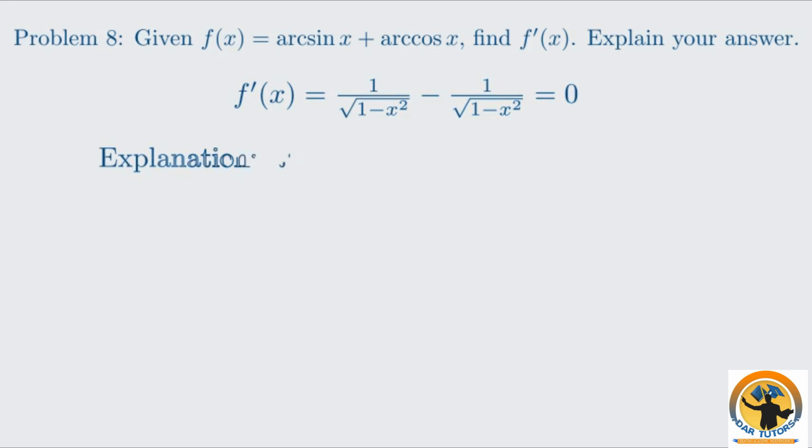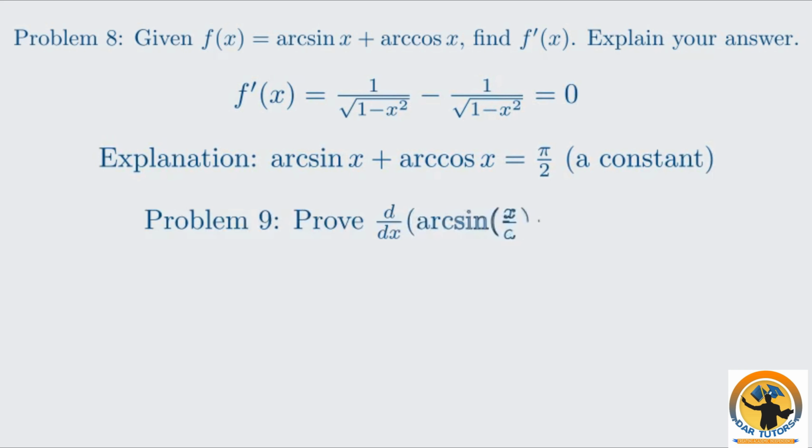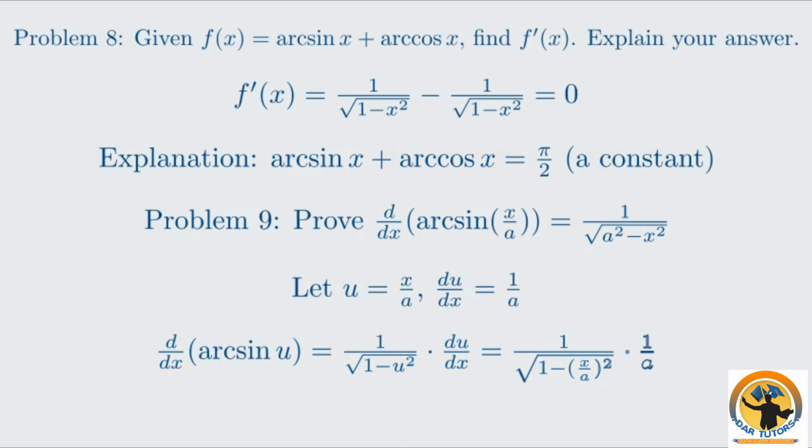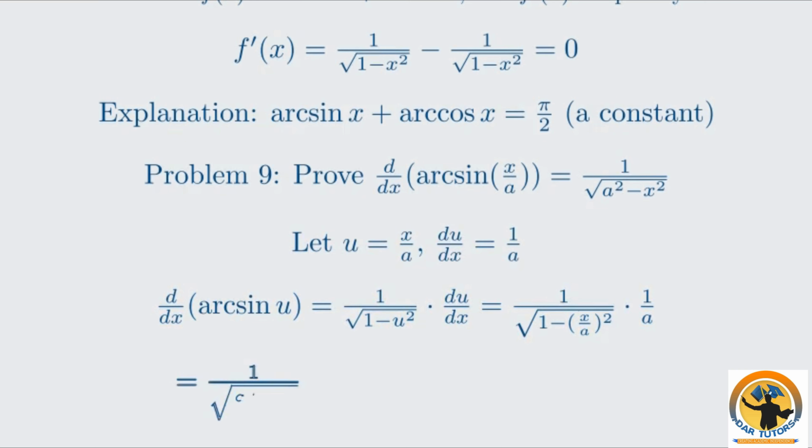This is because arcsin x plus arccos x is a constant, pi over 2. Problem 9 asks you to prove the general chain rule formulas for inverse trigonometric functions. For example, to prove the derivative of arcsin of x over a, you can use the chain rule with u equals x over a. This gives 1 over the square root of 1 minus x over a squared times 1 over a. Simplifying the denominator leads to the desired result.